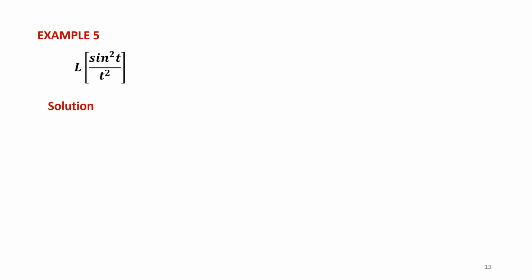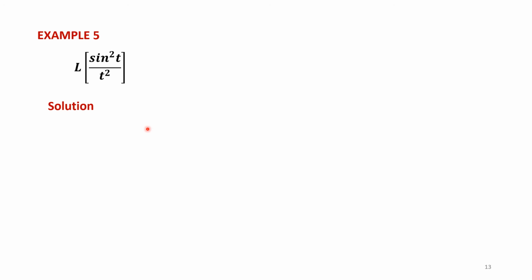Next we have L of sine square t by t square. Next example, L of sine square t by t square. Now here we are having t square, which means that whatever is the Laplace transform of the numerator, that has to be integrated 2 times.